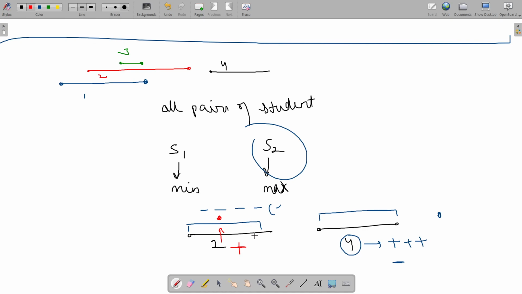Okay, so suppose initially the score, initially the height, was 0. So what will be the new height? The new height will basically, for this student it will increase, and for this student it will decrease. Okay, and then this won't really be the maximum.